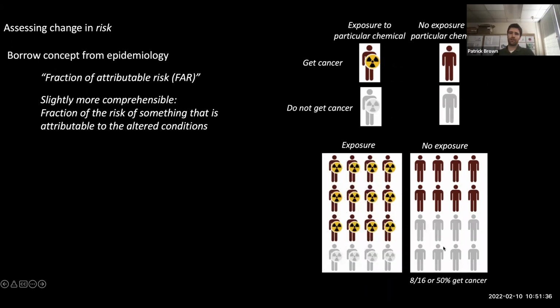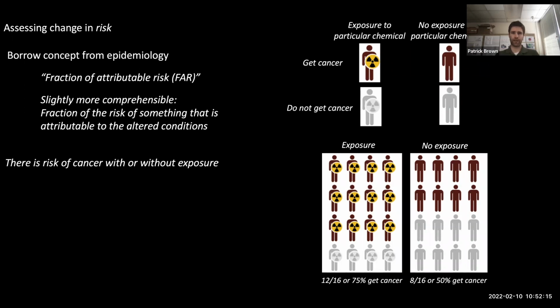And then here's our exposure group. So everyone in this group has a hazard circle attached to them. But now we've changed the fraction of people, which we're interpreting as the probability or the risk. We've changed the fraction of people that have contracted cancer. So now it's 12 out of 16 or 75%. An important concept here is that with or without exposure, there's still a risk of cancer. So that's what precludes you from saying that you're 100% sure that exposure to the chemical caused cancer.